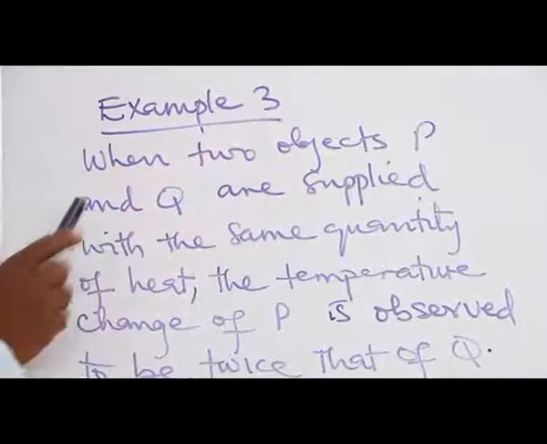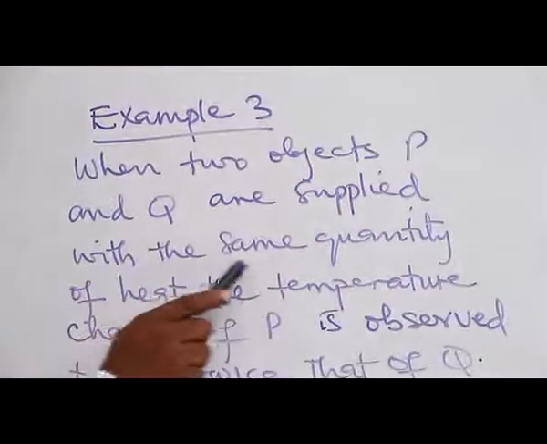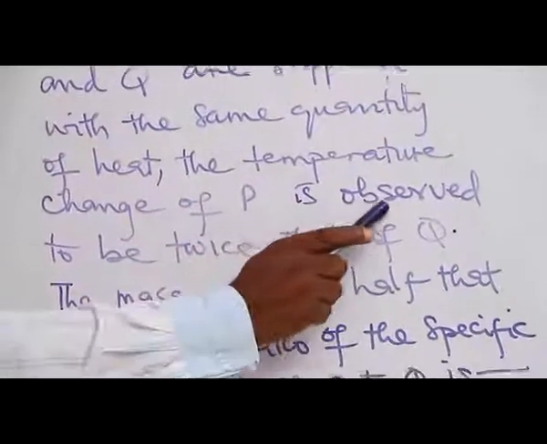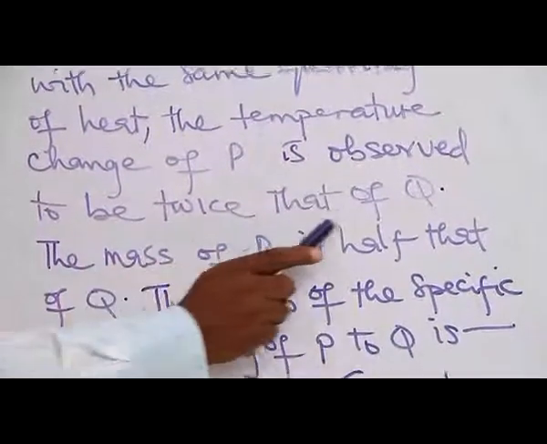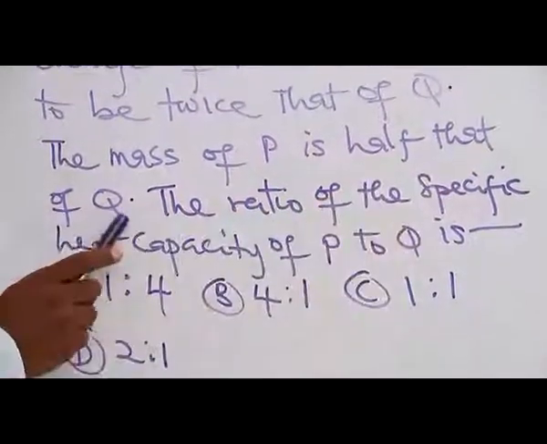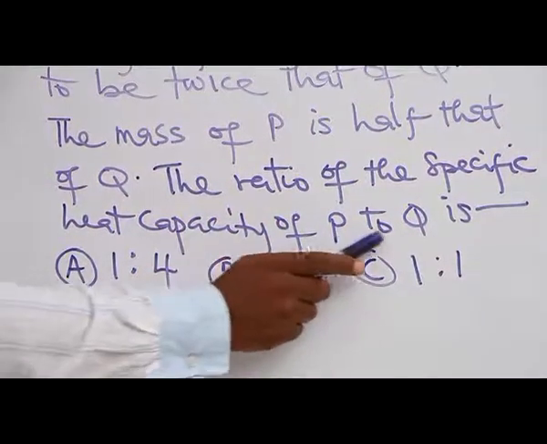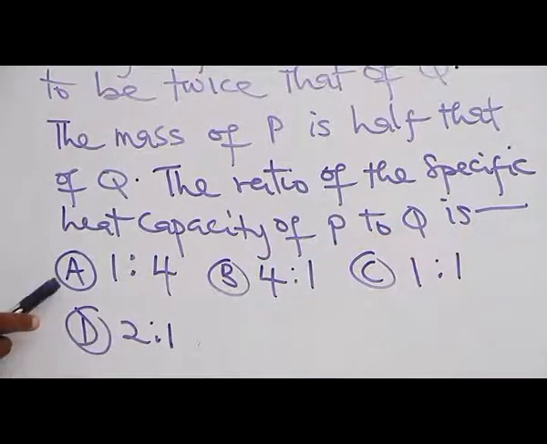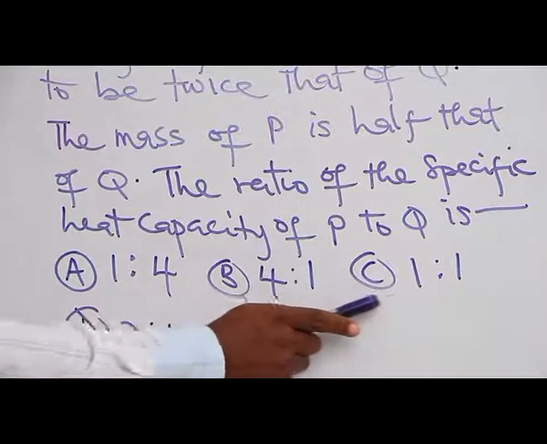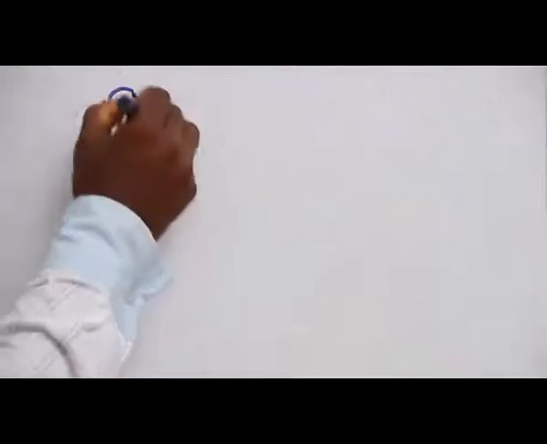Example 3. When two objects P and Q are supplied with the same quantity of heat, the temperature change of P is observed to be twice that of Q. The mass of P is half that of Q. The ratio of the specific heat capacity of P to Q is dash. A, 1:4. B, 4:1. C, 1:1. D, 2:1. Solution.